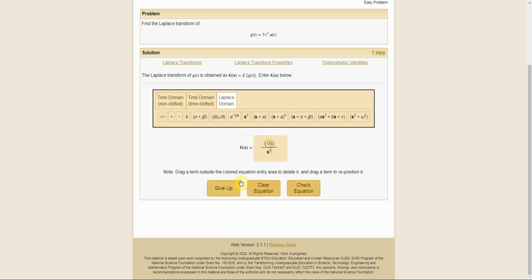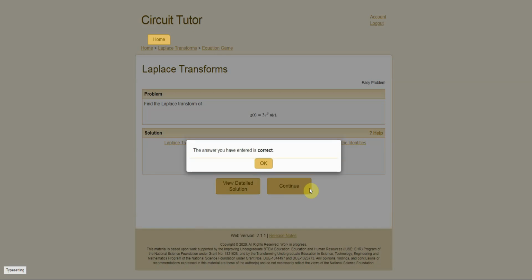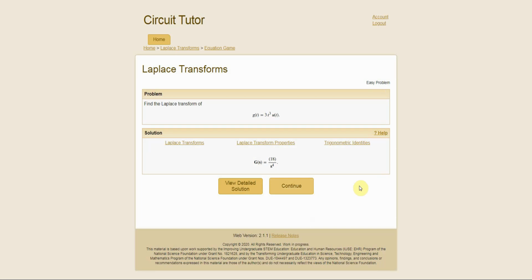If at any time you need to give up, of course you can do that if you're unable to complete it, and it'll show you the answer. There is no penalty for giving up. It just means that you would have to then do another problem of the same type. And of course, if we mess up the equation badly, we can just clear the equation here. Okay, so we'll check that, and that is correct.